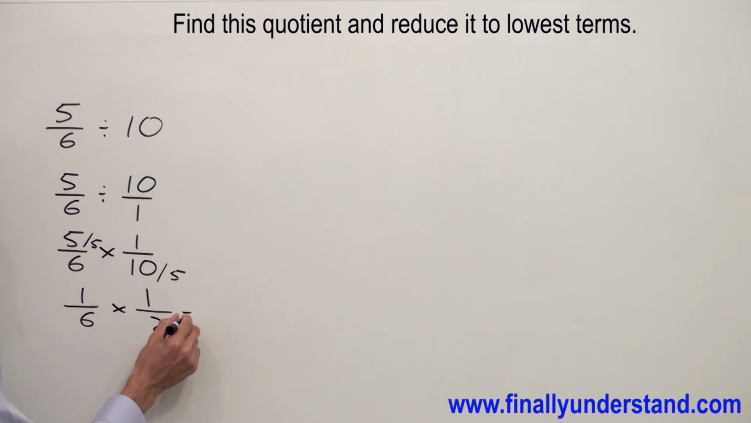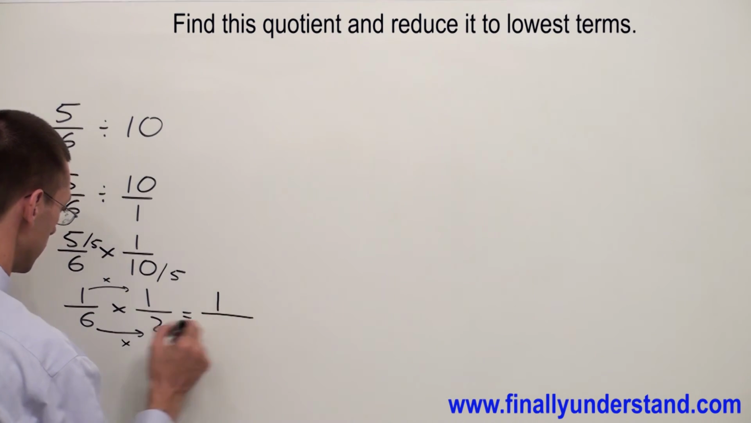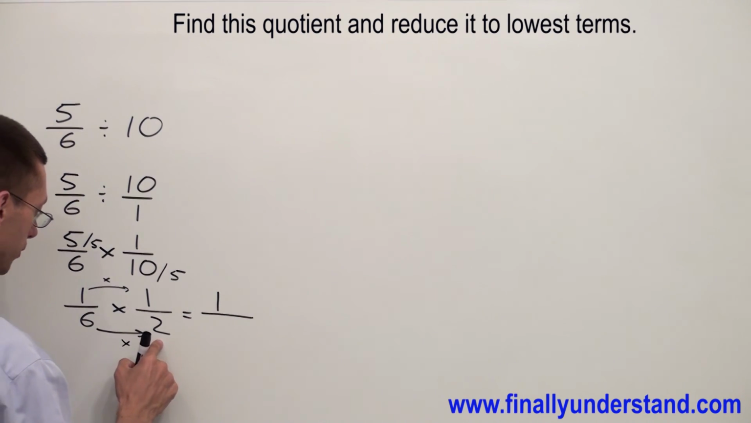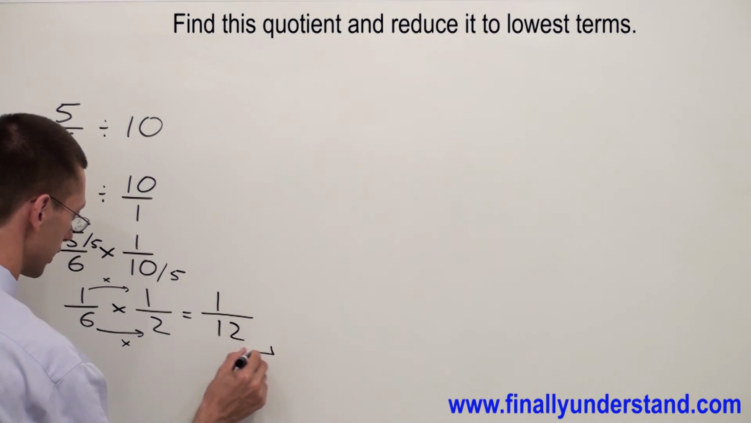Now I can perform the multiplication. Anytime you multiply fractions, you're supposed to multiply numerator by numerator and denominator by the denominator. So 1 times 1 is 1, and 6 times 2 is 12. So this is the answer to my problem.